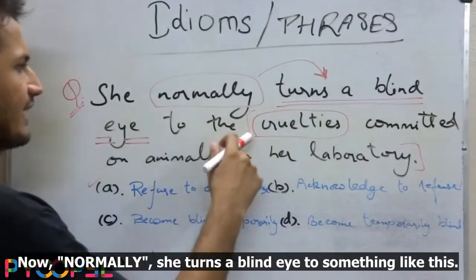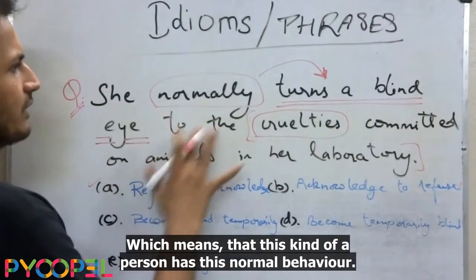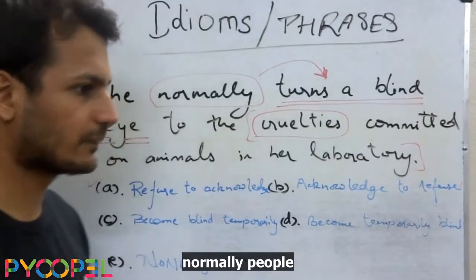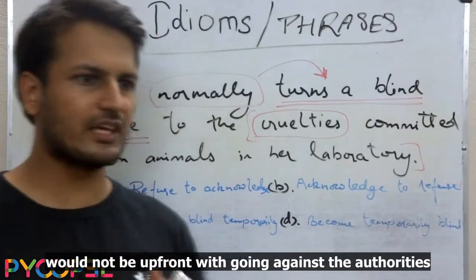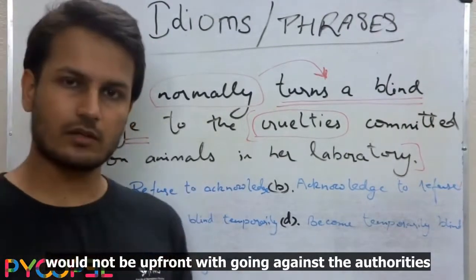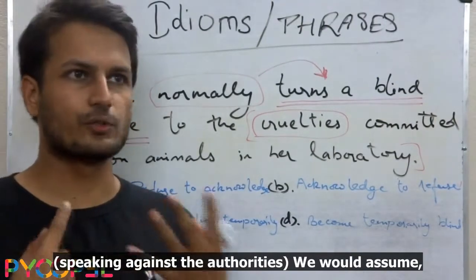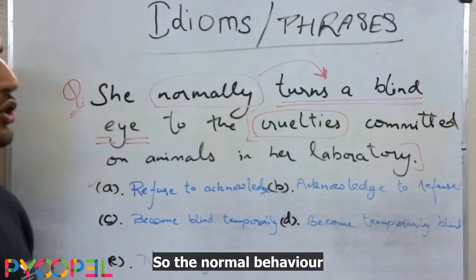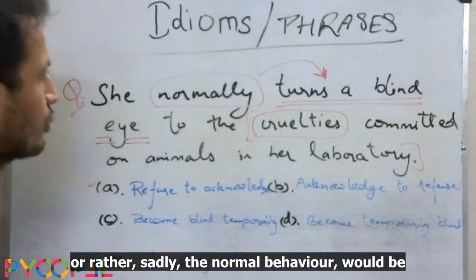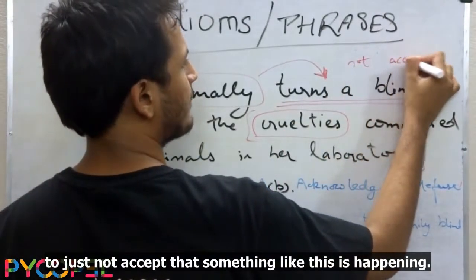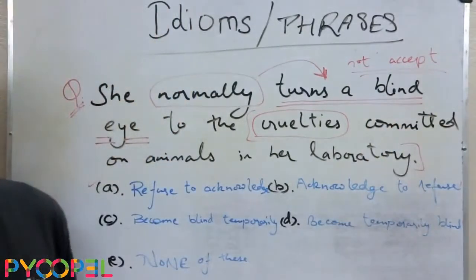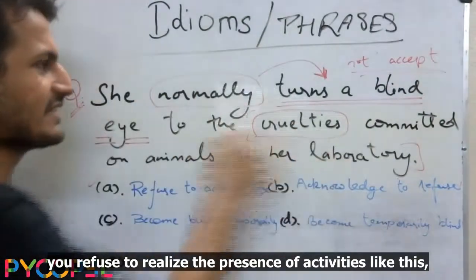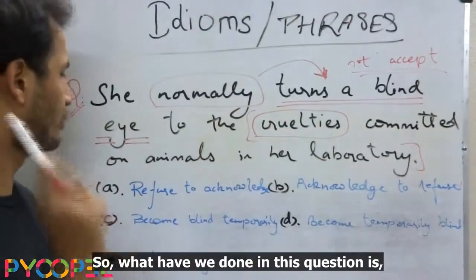Normally she turns a blind eye to something like this, which means that this kind of person has this normal behavior. Now, normal behavior to something like this, as we are certain, is that people would normally not be that upfront with going against the authorities, speaking against the authorities. We would assume that out of 100 people, 90 people would not retort to something like this. So the normal behavior, or rather sadly the normal behavior, would be to just not accept that something like this is happening. If you refuse to realize the presence of activities like this, then you are refusing to acknowledge the cruelties committed to animals.